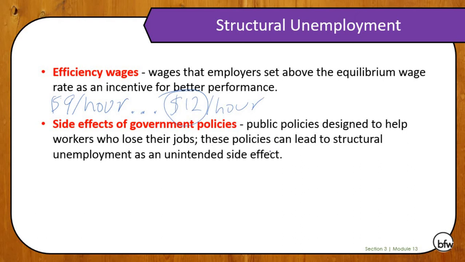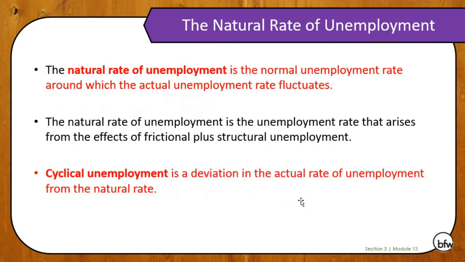The other thing is side effects of government policies. Public policies designed to help workers who lose their jobs can lead to structural unemployment because it gives people an incentive to hold out until they can find a better fit for a job. So that's going to be things like unemployment benefits. That's why certain European countries have a much higher natural rate of unemployment than the United States, because they have pretty generous unemployment benefits for people who lose their jobs. Whereas here we have some unemployment benefits, but they don't last very long, and they don't come close to covering what you made before when you had your job.